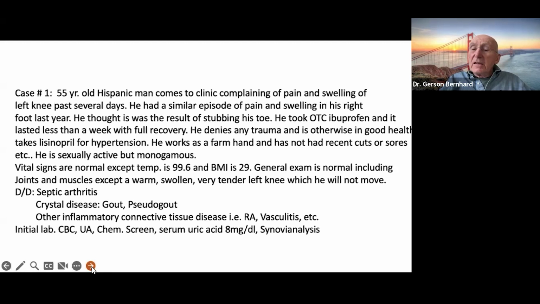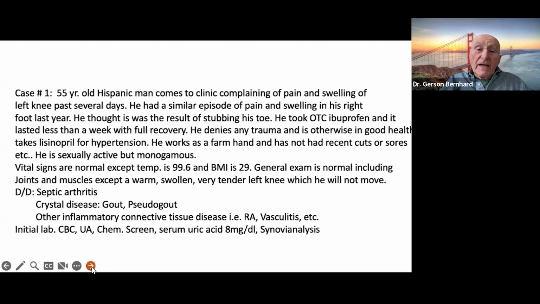This time you find out, no, he didn't have any trauma. He didn't do anything unusual. And the only chronic health issue he's got is hypertension, for which he's on lisinopril. And his work is as a farmhand, and he doesn't recall any exposure to recent cuts or bruises that might introduce infection. Yeah, and yes, he's sexually active, but he's monogamous, so the chance of a sexually transmitted disease is minimal.